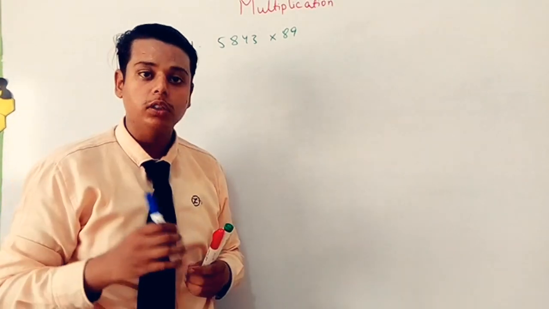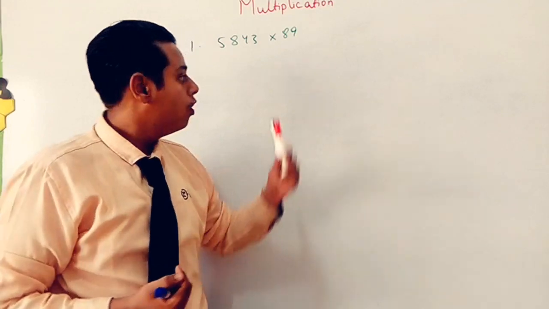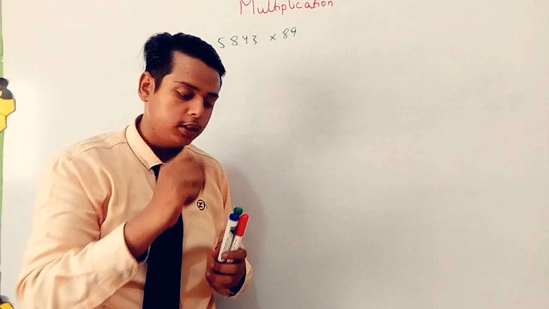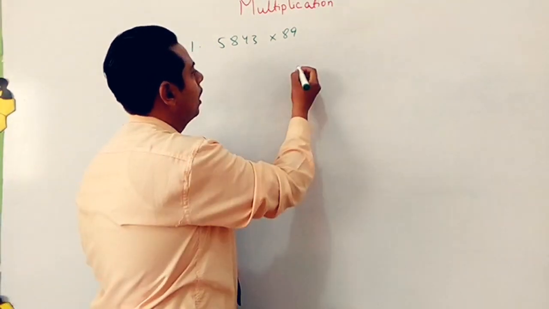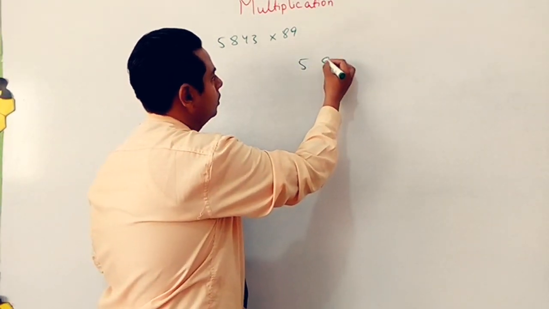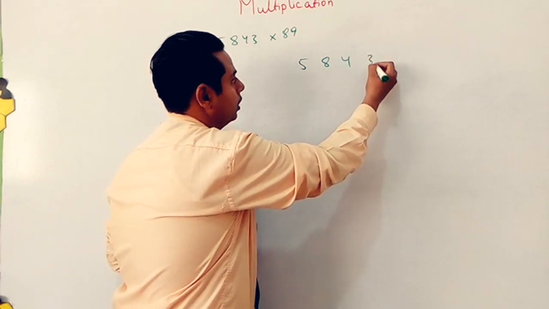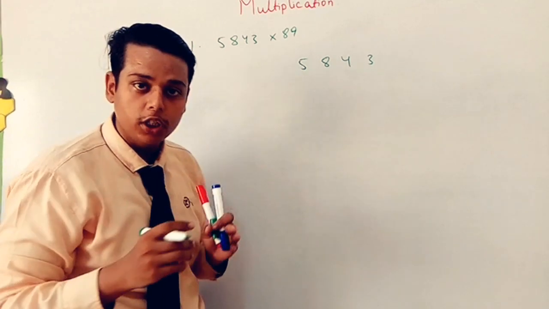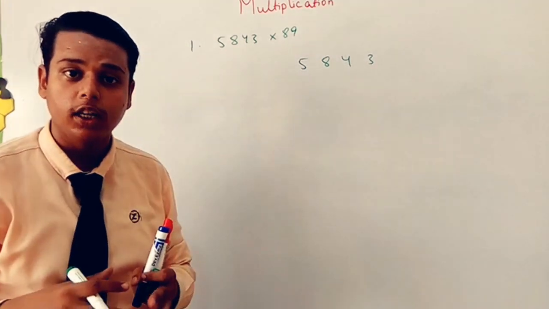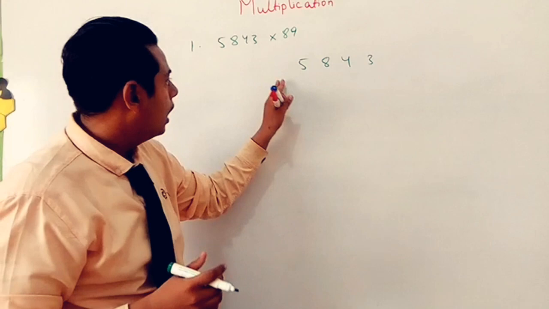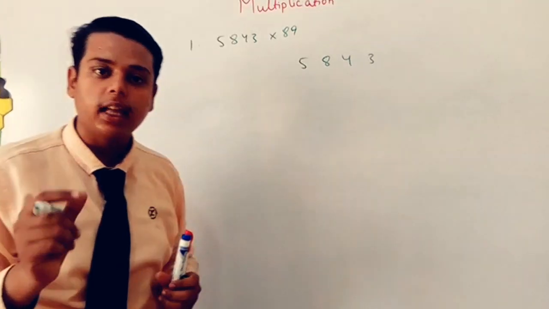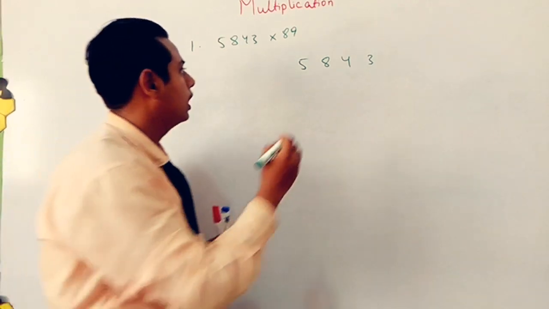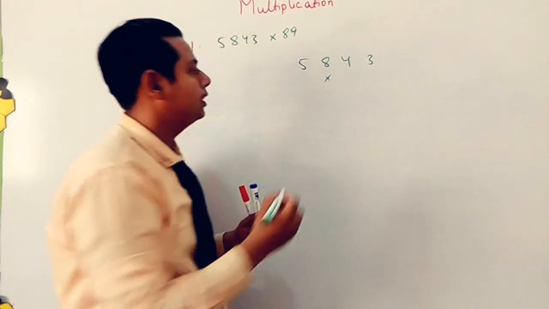So the first question is how we are going to arrange it. First of all, we will write the greater number on the top. What is the number? 5843. Write it with a gap, so there will not be any confusion or conflict and mess over there. Then the second number, 89, is there.